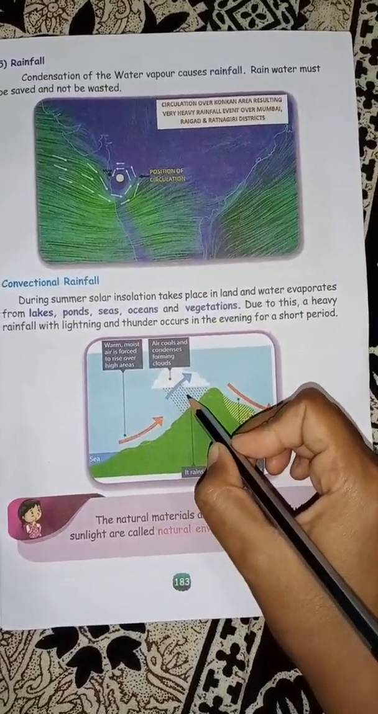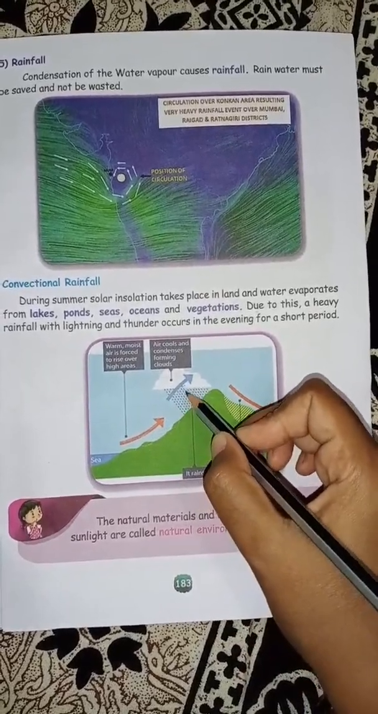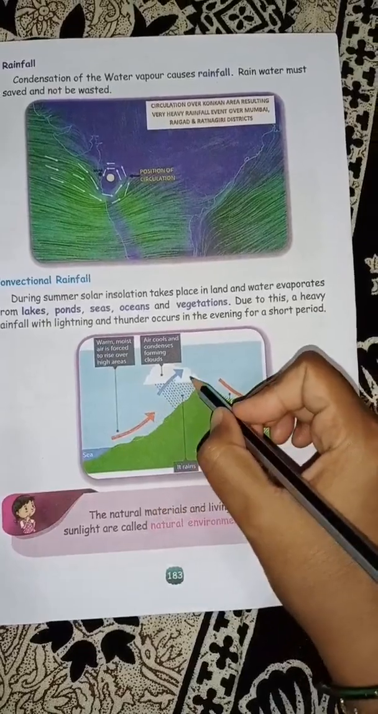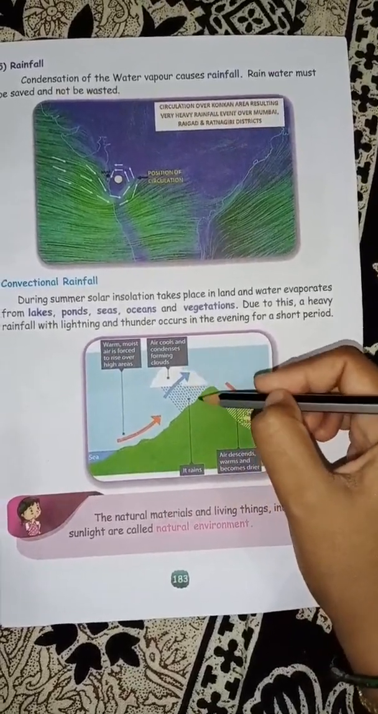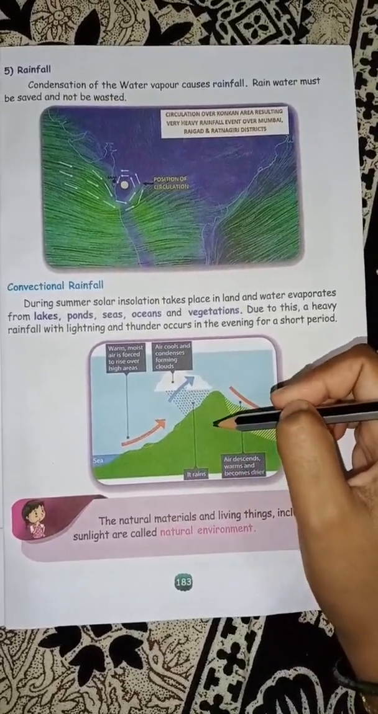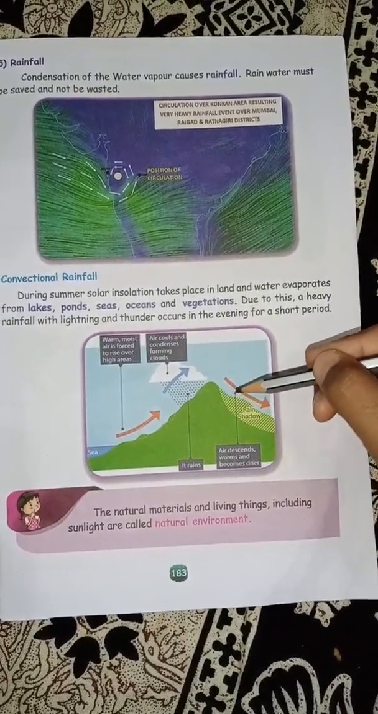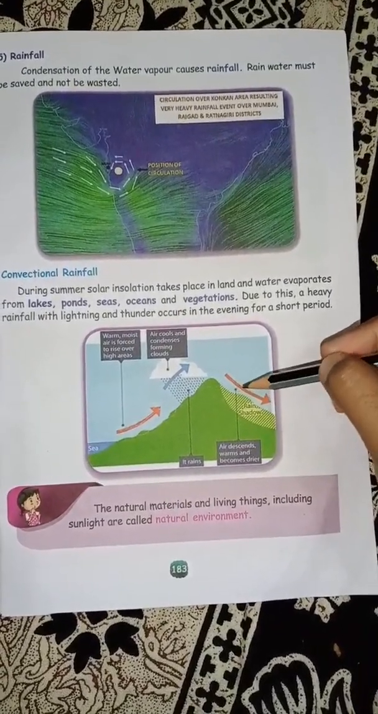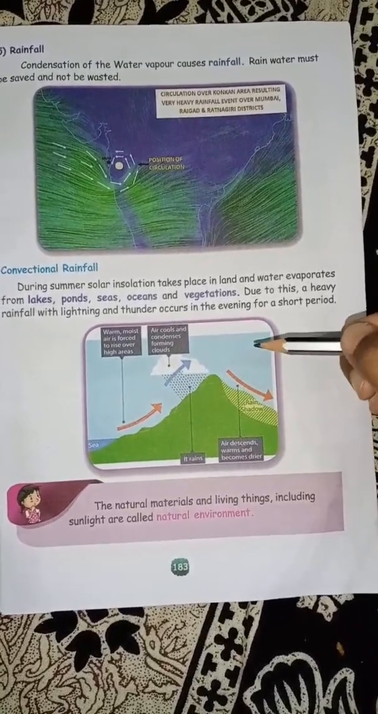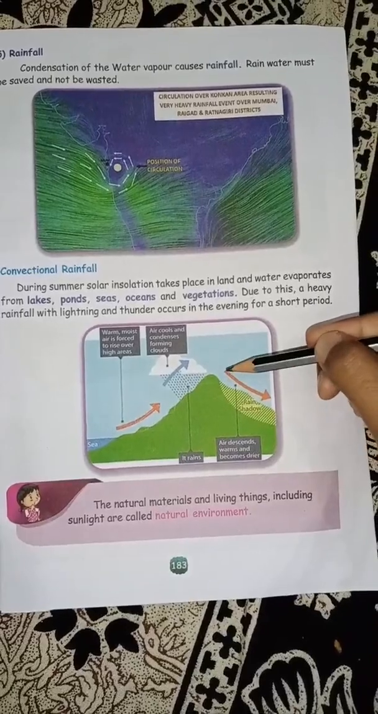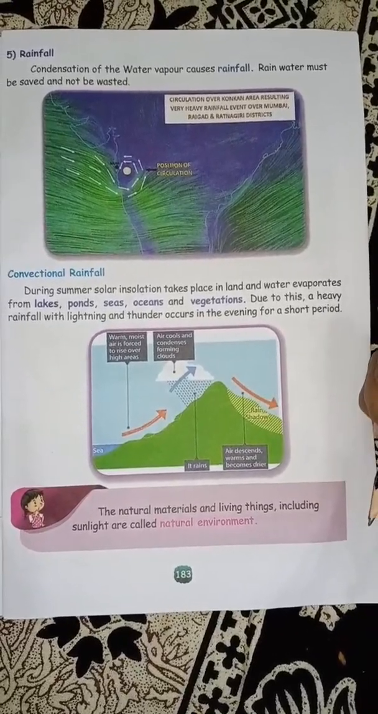As it rises, it cools and condenses. Okay, as the air rises, it cools and condenses. If this process continuously happens, the rainfall will occur. Okay, if this process continues, the rainfall will occur and it is called convectional rainfall.